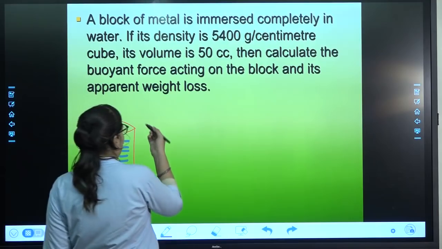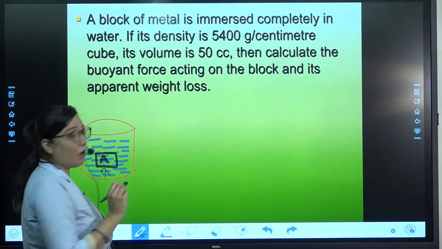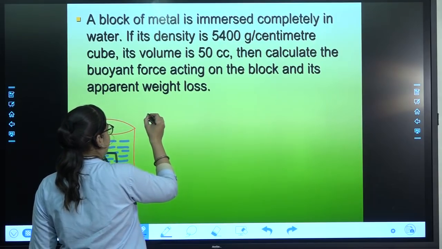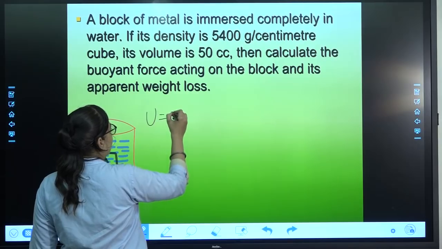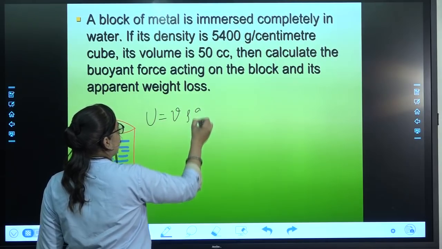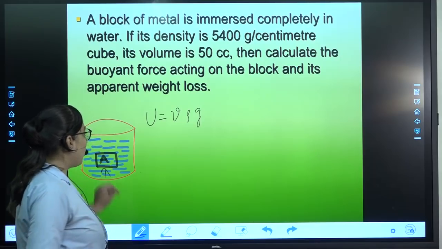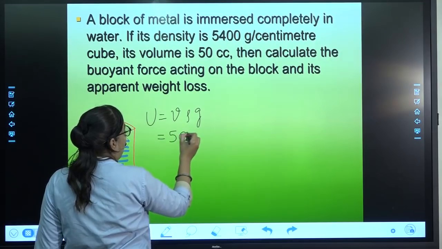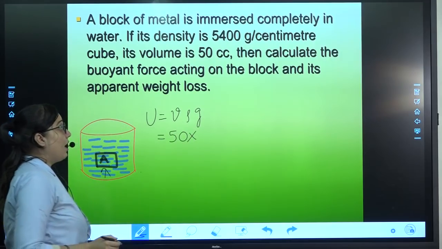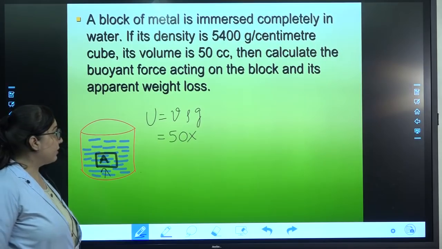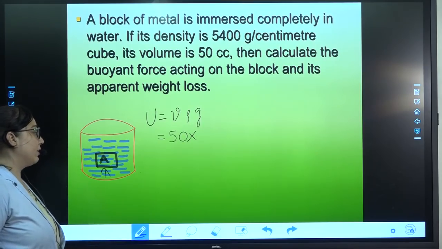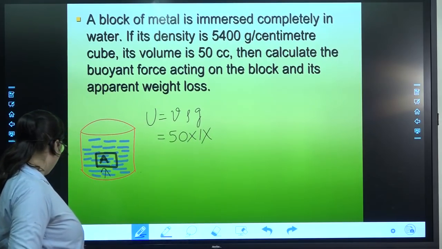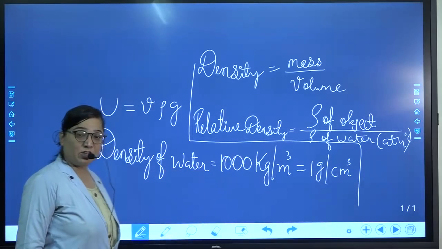Alright, so for calculating the buoyant force, what do we need to find out? The basic formula of buoyant force that you know is U equals V into rho into g. What is the volume of the block? It is 50 centimeter cube. What is the density of water? The density of water is 1 gram per centimeter cube. How do we come to know? We have already mentioned it over here.